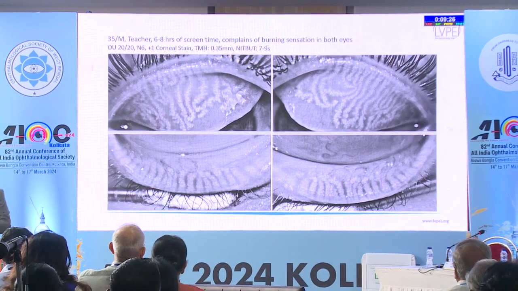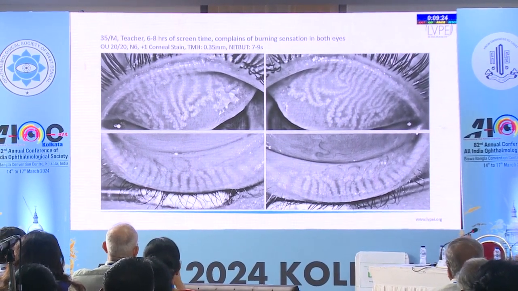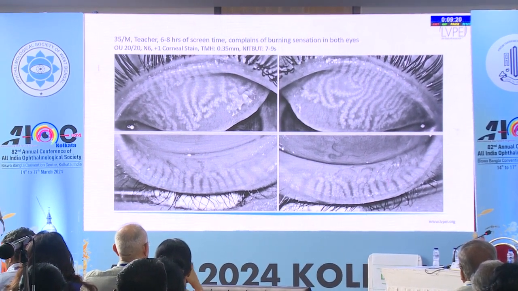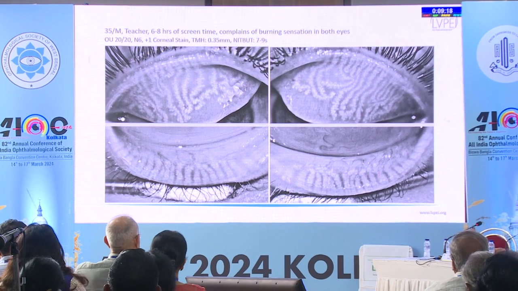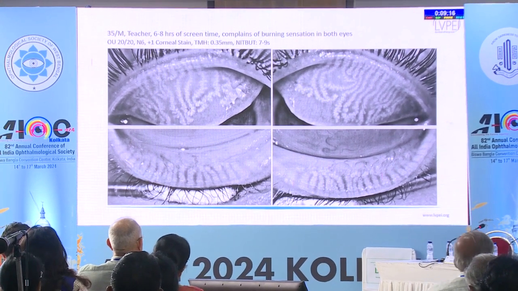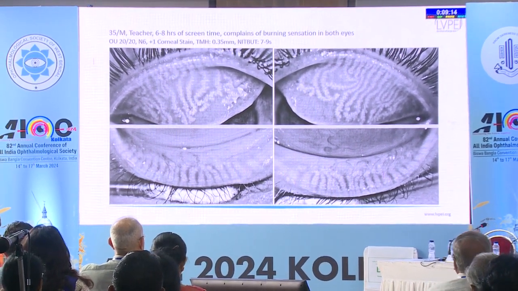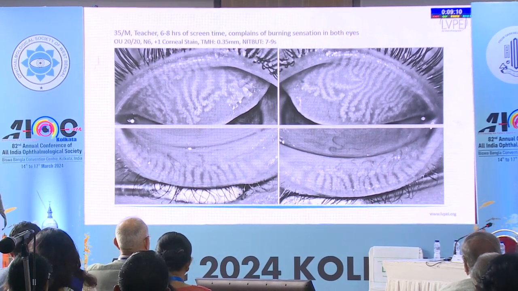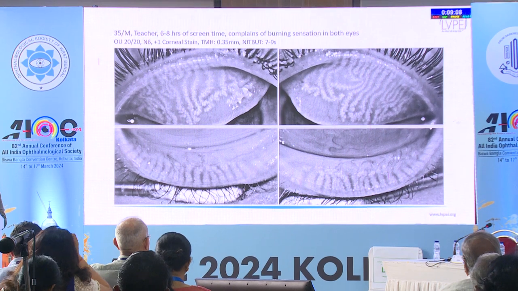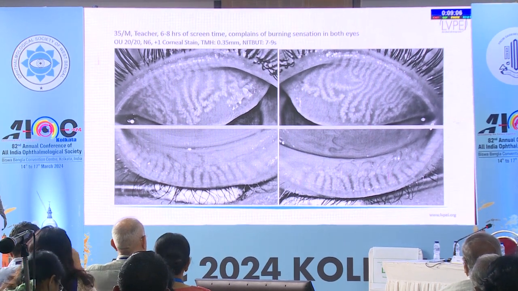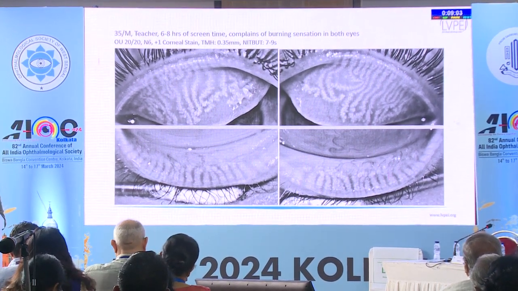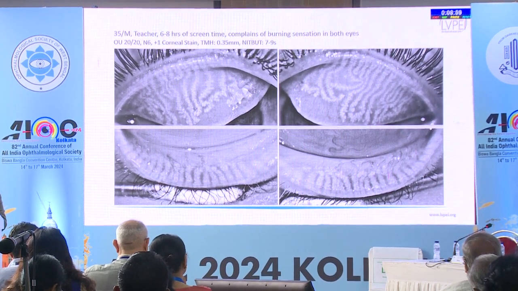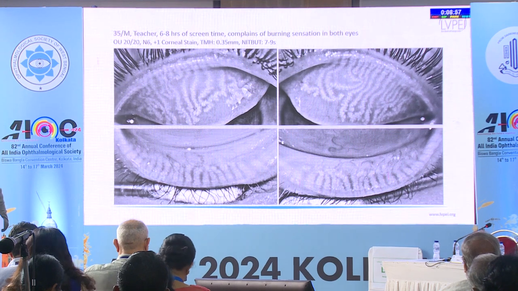I'll start with a few clinical cases. The first one: this patient is a 35-year-old teacher who complains of foreign body sensation, grittiness, dry eye symptoms, has about 6 to 8 hours of screen time, and complains of burning sensation in both eyes. Patient is male, good vision, there's just a tiny bit of corneal staining, a few spots, normal tear meniscus height, normal Schirmer's, and a little bit of a reduced tear break-up time.